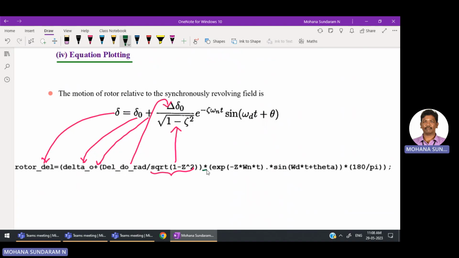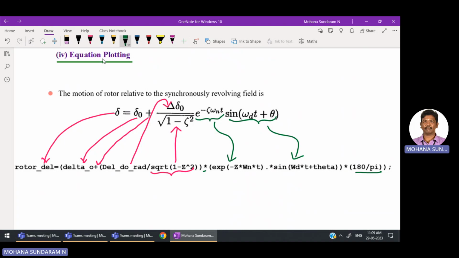Into, so you have an into here, and then this e power minus zeta omega n t is written like this, exponential of minus zeta into omega n into t, and this term is written like this, sine of omega d t plus theta, and everything is converted into degree, so I'm writing it as 180 divided by pi. So this is the overall conversion of the equation.